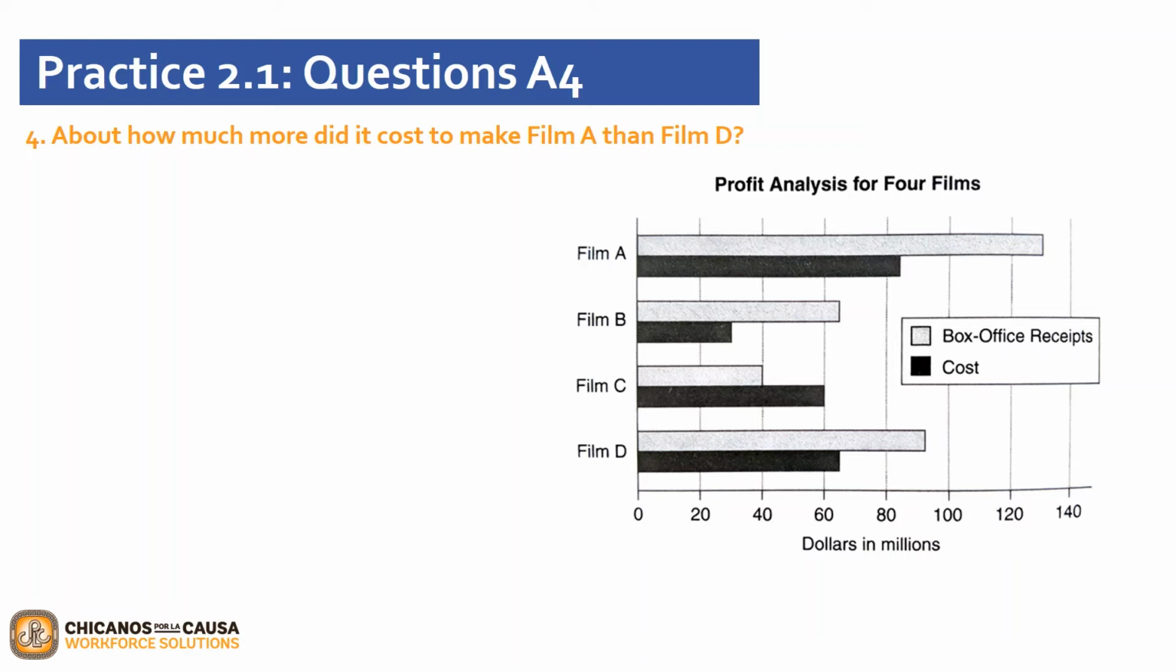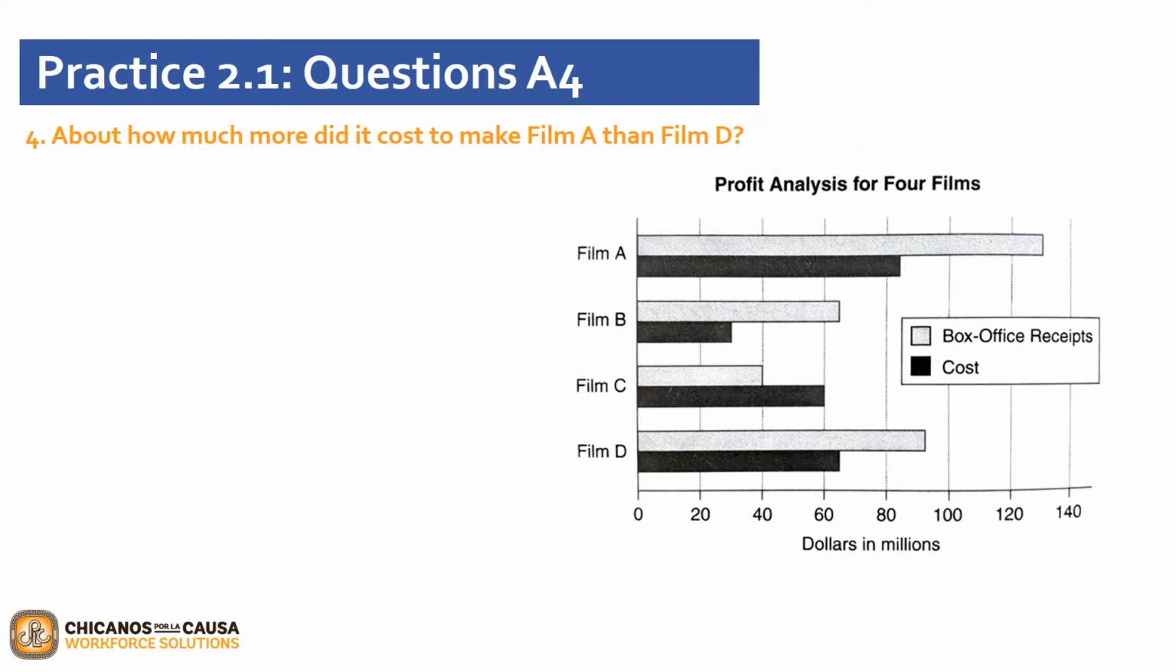Alrighty, next question, question 4. About how much more did it cost to make film A than film D? In this particular case, we're only going to be looking at 2 films, and we're only going to be looking at 1 bar of the 2 that are presented. You can see that the light gray bar represents box office receipts, and the black bar represents cost. So we are only going to be looking at the black bar for both films.